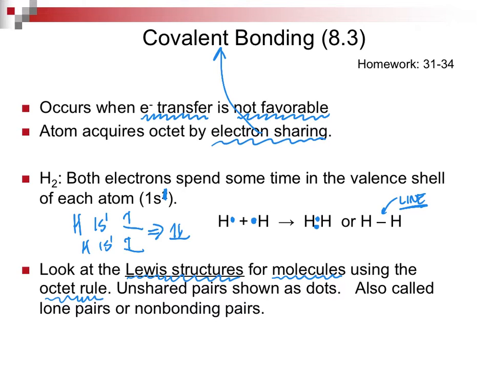Let's say I have unshared electrons. Remember, oxygen had 6. And unshared pairs, they are shown as dots. I may show it in this way. I normally circle it as I teach. They are also called lone pairs, and they're also called non-bonding pairs. So that's the vocab for this section.